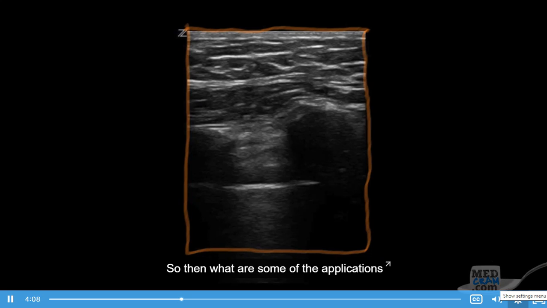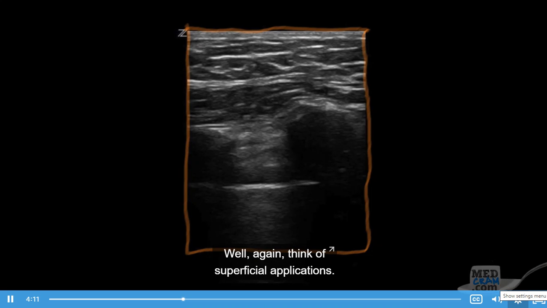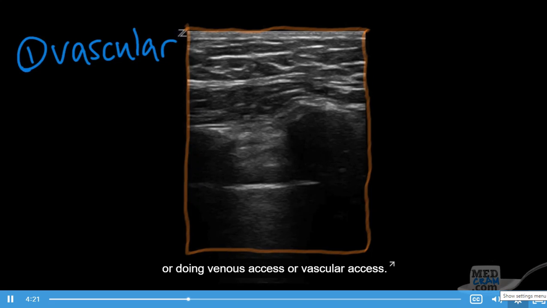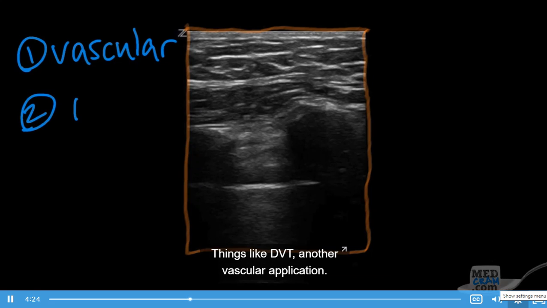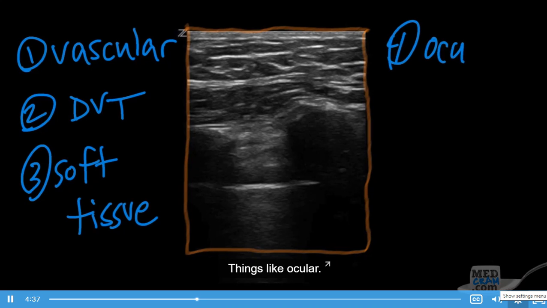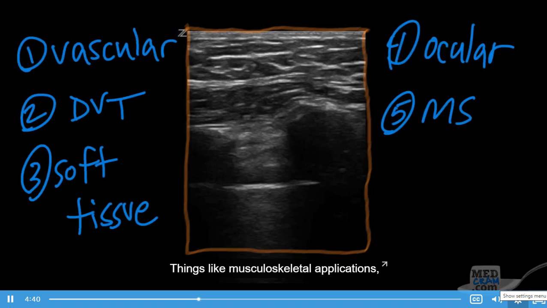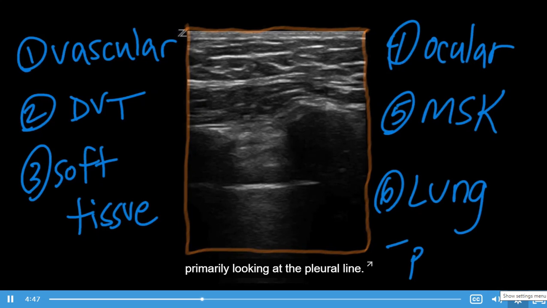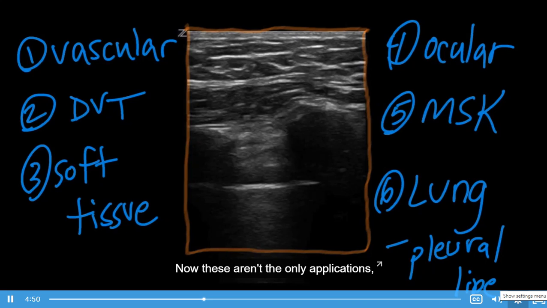So then what are some of the applications that we'll use a linear transducer for? Well, again, think of superficial applications. So something like vascular applications, where you are imaging the vasculature or doing venous access or vascular access. Things like DVT, another vascular application. Things like soft tissue, where you're imaging superficial structures and want very good resolution. Things like ocular, things like musculoskeletal applications, and some lung applications, primarily looking at the pleural line. Now, these aren't the only applications, but this gives you some idea of what we use the linear transducer for.